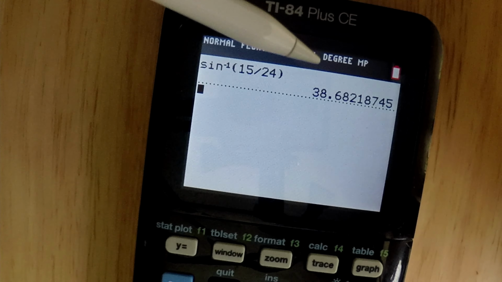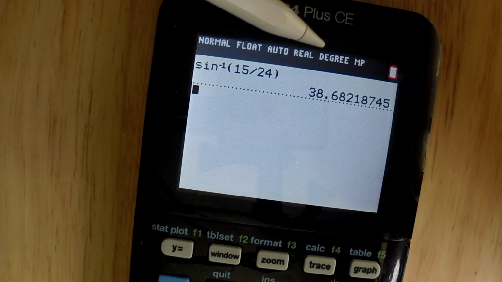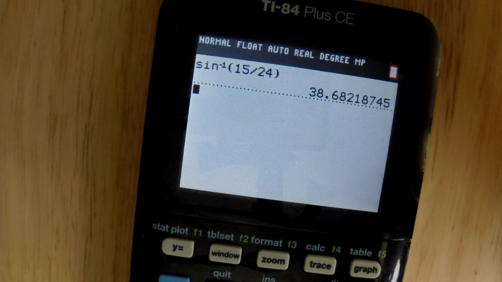And make sure your calculator is in degree mode. You see how it says degree right there? Your calculator would have a little D or DEG. If it's an R or RAD or radian, take it out. You need to go to your settings and put it in degree mode, or else you get something wrong. Okay, and that's how we get our answer.